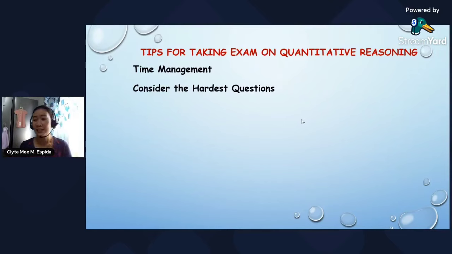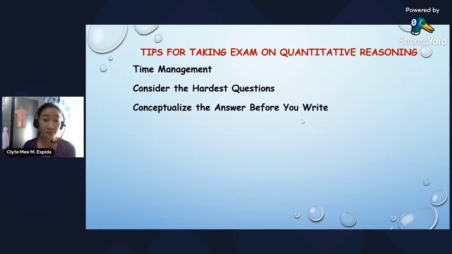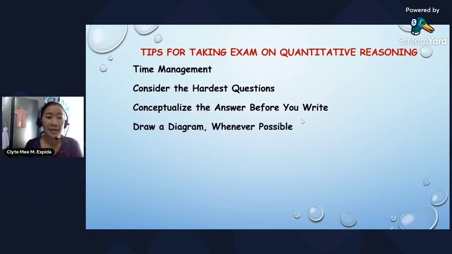Second is consider the hardest questions. Third, conceptualize the answer before you write. Conceptualization here means you should understand the problem first. Next, if you need to draw a diagram or some symbols for you to understand the problem, please do. That will help you a lot in solving the problem.